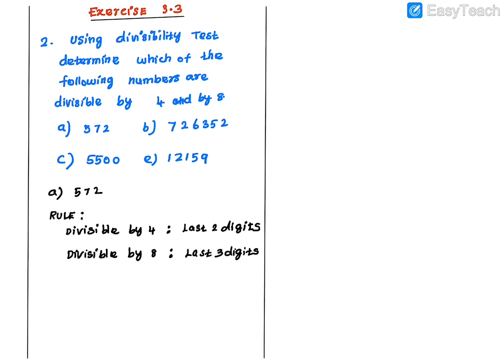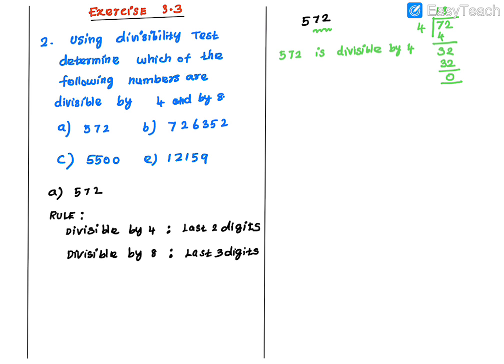Shall we check? First, A, 572. What are the last two digits? These are the last two digits. I will take the last two digits alone, 72, and divide by 4. 1 4 is 4, remaining 3, so 32; 8 4s are 32. So a remainder of 0 comes, so it divides completely. The number 572 is divisible by 4.